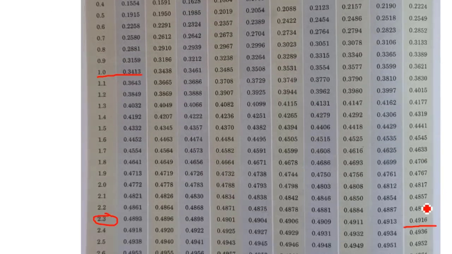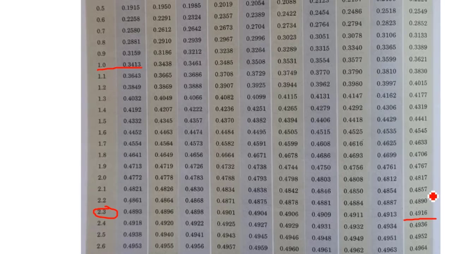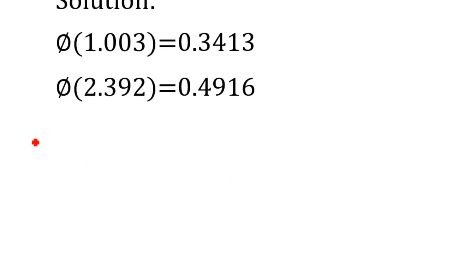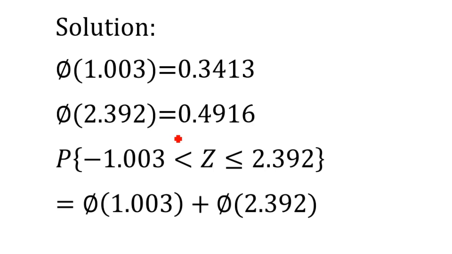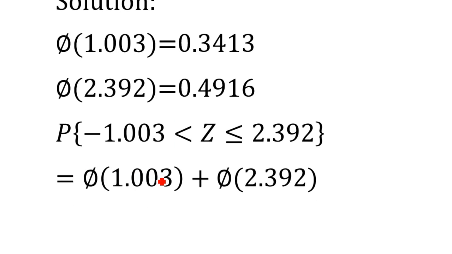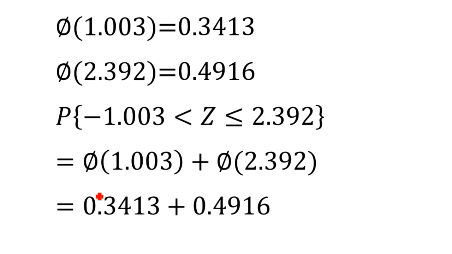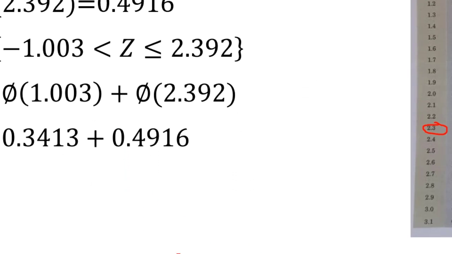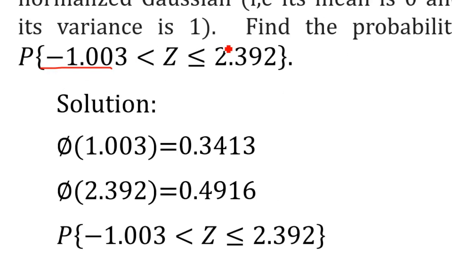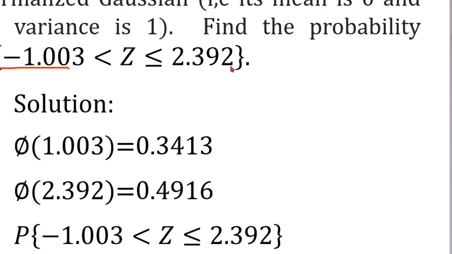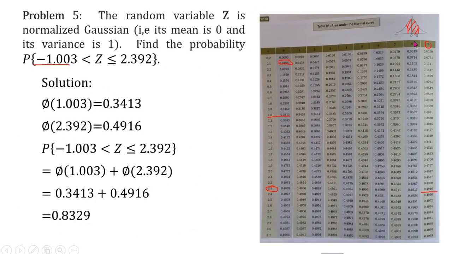So for 2.39, the value is 0.4916. All right, then add these two values, 0.3413 and 0.4916. That gives a value of 0.8329.